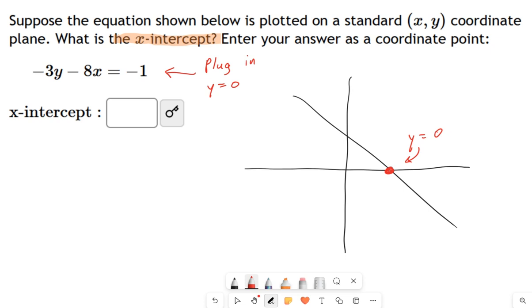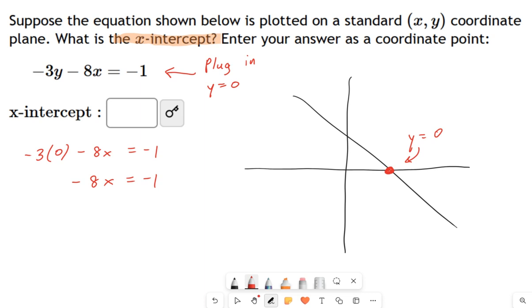Now to actually do that, it's not so bad. We just take that equation and say, okay, negative 3 times y equals 0, minus 8x equals negative 1. Well, let's keep working on this. Negative 3 times 0, that's just 0. So we can cross that out and ignore it. So we have negative 8x equals negative 1.